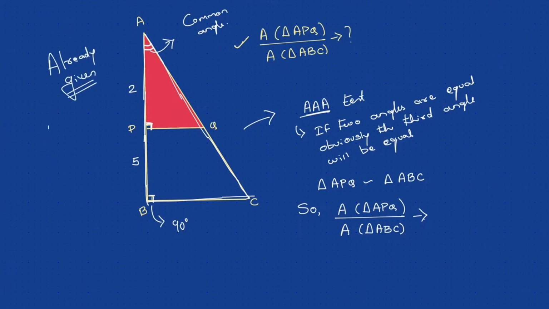Also, I am being given here that AP is equal to 2 and PB is equal to 5, which I forgot to write at the start of the question.